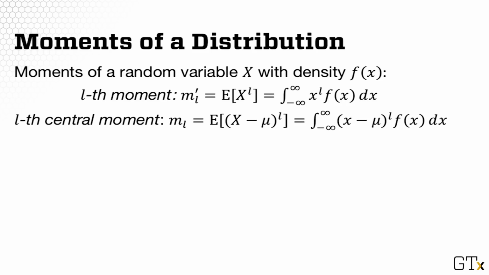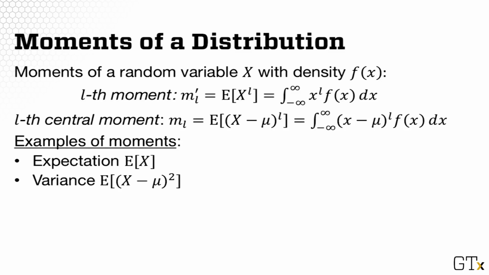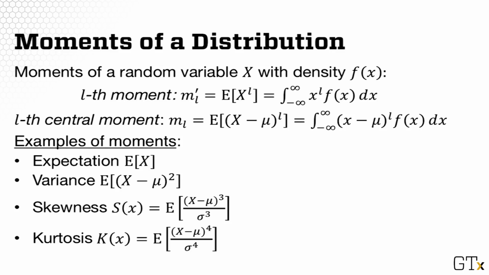Thus, for this moment, we center the random variable to its mean. Two classic examples of moments are the expectation and the variance. The expectation is the first moment, and the variance is the second central moment. Other examples include the skewness, which is the third central moment divided by the standard deviation to the power 3, measuring how symmetric the distribution of x is. Another example is the kurtosis, which is the fourth central moment divided by the standard deviation to the power 4, measuring how fat the tails of the distribution are.